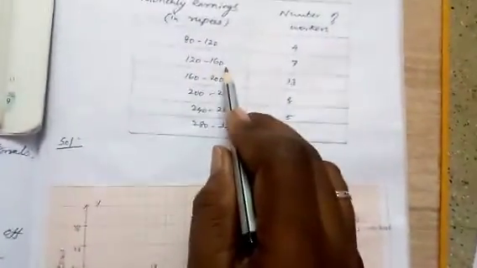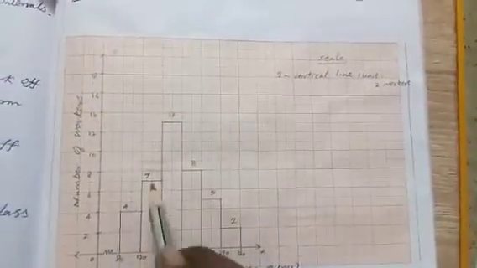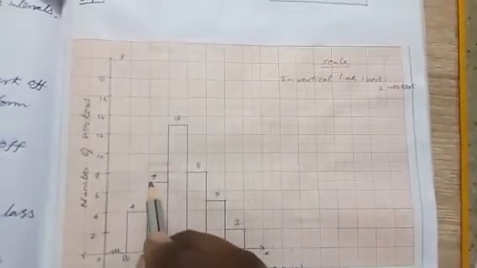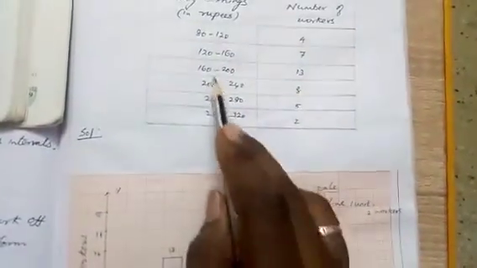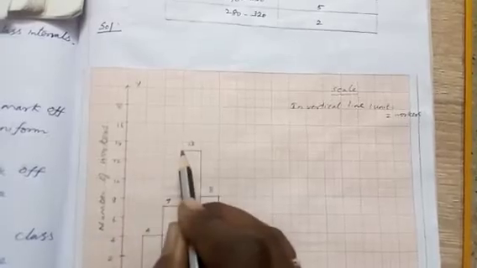The first interval, 80 to 120, has 4 workers. So draw the bar. The next, 120 to 160, is 7. There is no gap between the bars. So for 120 to 160, draw the bar up to 7. The next one, 160 to 200, has 13 workers. So 13 is here. Draw the bar up to 13.